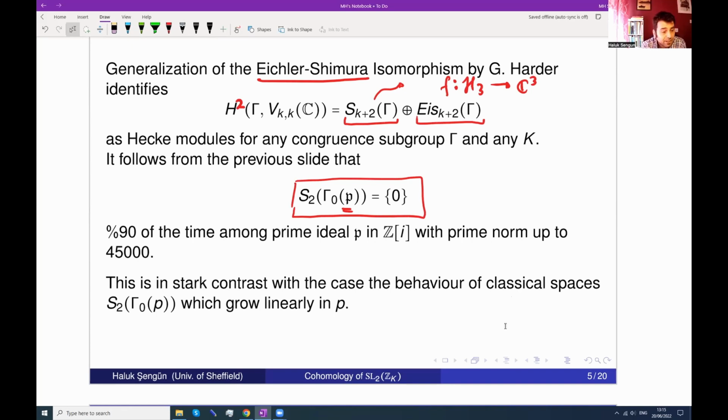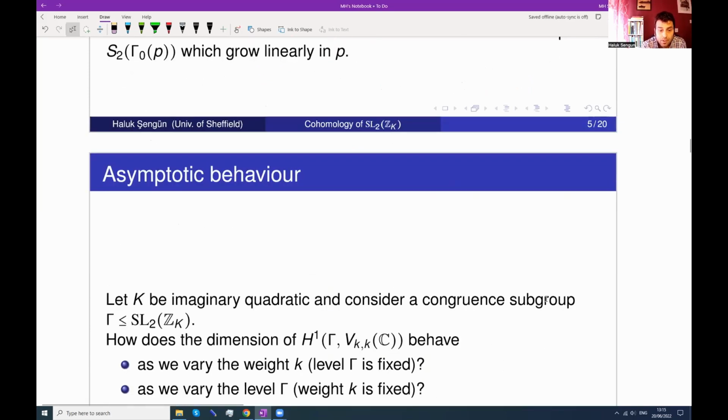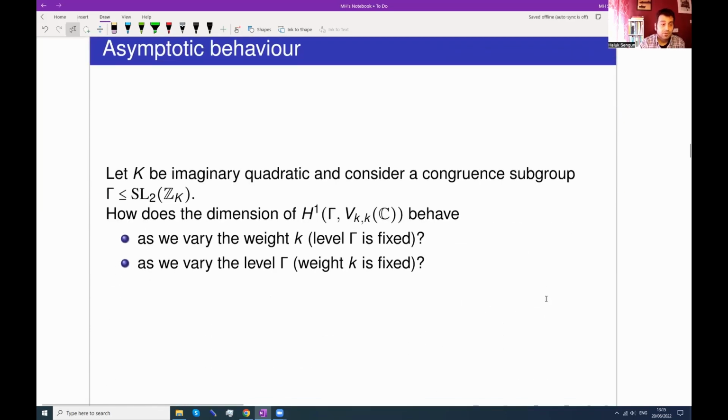So the dimension behavior is quite mysterious for Bianchi modular forms. So what's the next thing you can do? Okay, there's no dimension formula. Maybe you give up on that hope, but then the next thing to ask is, what if I look at things asymptotically? I fix my level group Gamma and then let the weight go up, or fix the weight and increase the level, stuff like that. So asymptotic questions in those 2 directions. So let's look at those.